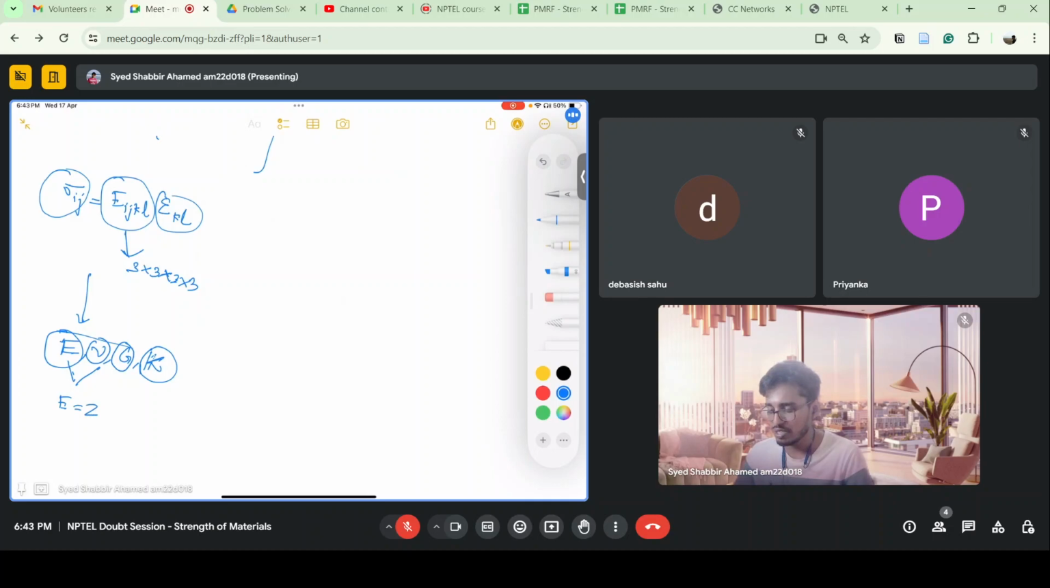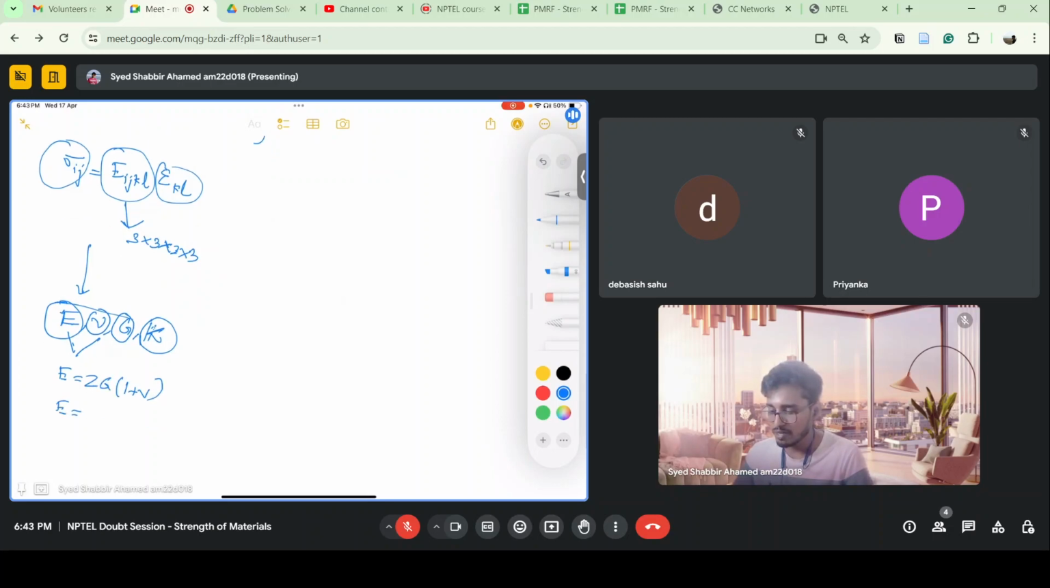I think E is equal to 2G into 1 plus nu, and E is equal to 3K into 1 minus 2 nu. Just verify it. I think these are correct. There is something wrong in these relations, you can check. So if I have 2, I can get the other 2. But this K doesn't come in the elasticity tensor, so we don't need it. Using 2, we can get the other 2.